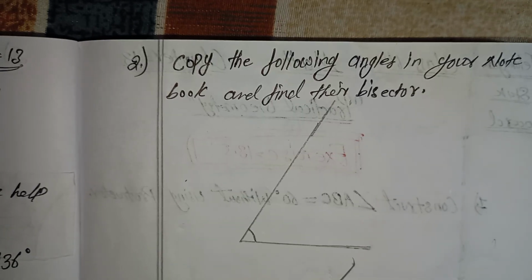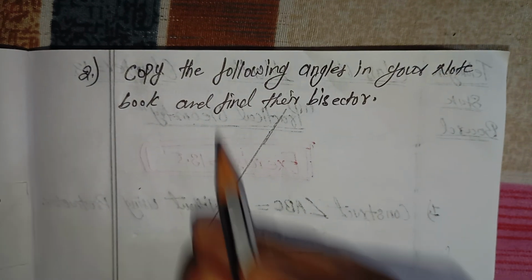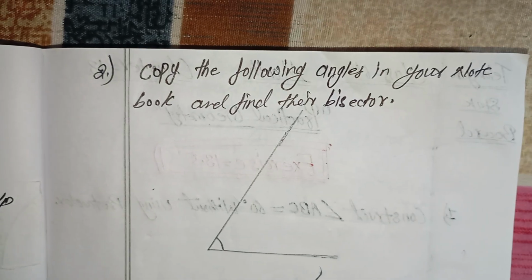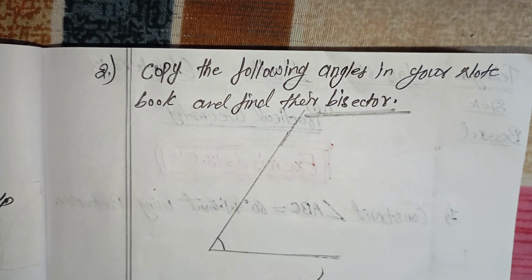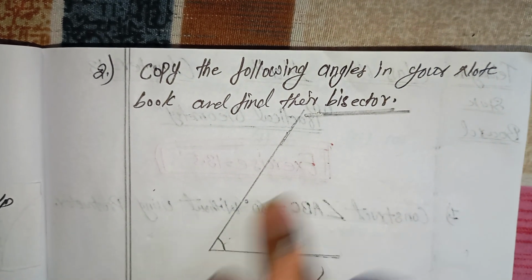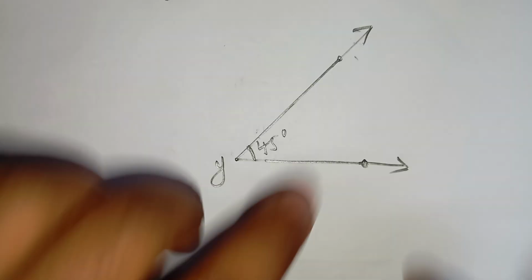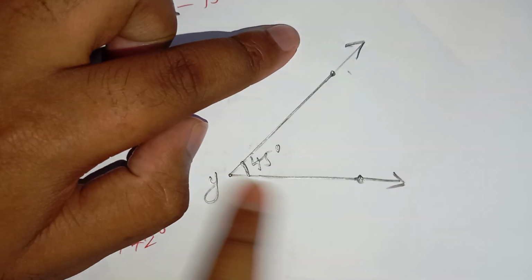So what is the next question? In this question it is telling us to copy the following angles in your notebook and find their bisectors. What do bisectors mean? Look at this, this is the angle only here.